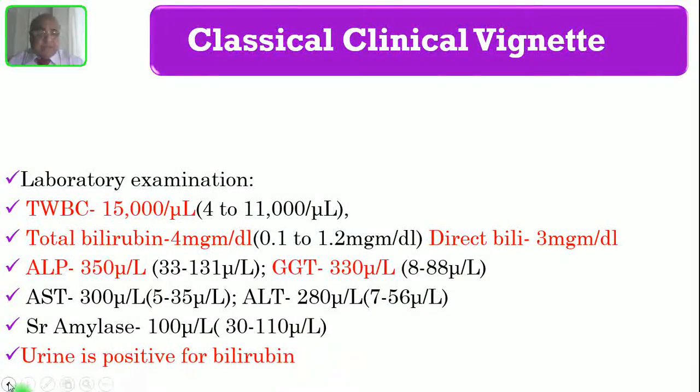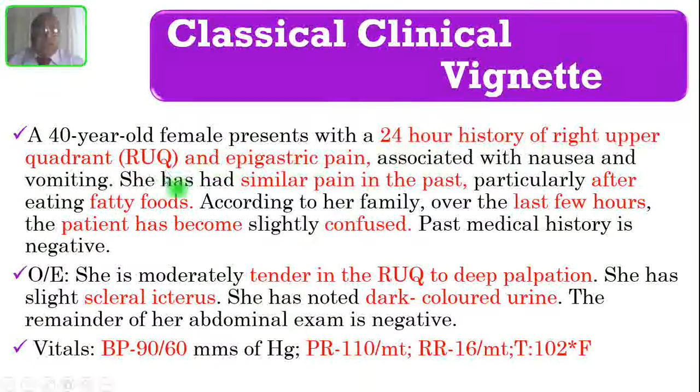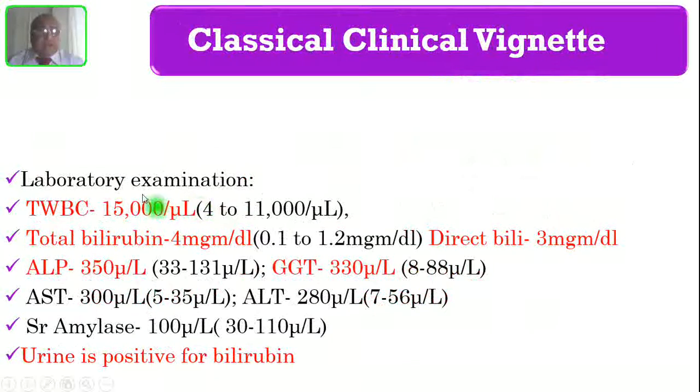So with these clinical findings, the patient presented with just a 24-hour history of right upper quadrant and epigastric pain. There was a similar history in the past after taking fatty food, and according to the family, the patient has become a little bit confused recently. The past medical history is negative, but on examination there is tenderness in the right upper quadrant and scleral icterus is present, and she also has dark color urine. Her BP was 90 by 60, pulse rate 110, respiratory rate 16, and temperature 100 degrees Fahrenheit. Laboratory: total WBC is 15,000, total bilirubin 4 milligram, direct is 3, alkaline phosphatase is increased at 350, GGT is also increased, AST and ALT are mildly elevated, serum amylase is normal, urine is positive for bilirubin.